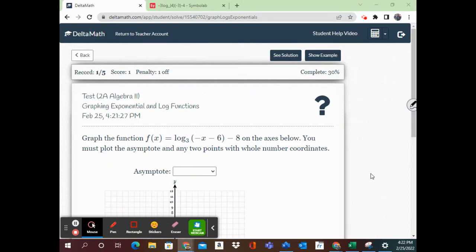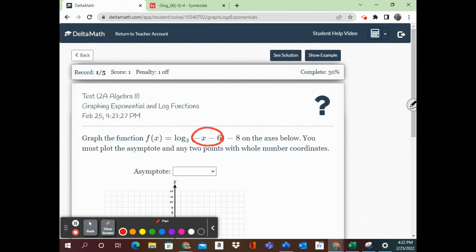All right, so let's go ahead and go over some problems to explain graphing exponential and log functions. So right here, we see we have a log function. That means we're going to have a vertical asymptote. How do I know we're going to have a vertical asymptote? Because I'm going to have an x value.